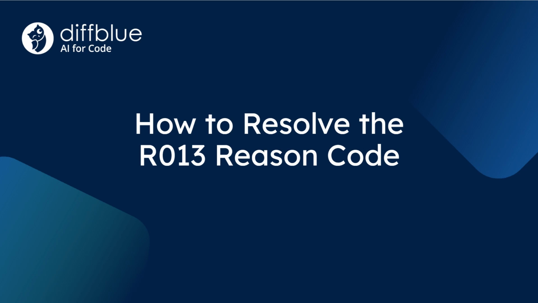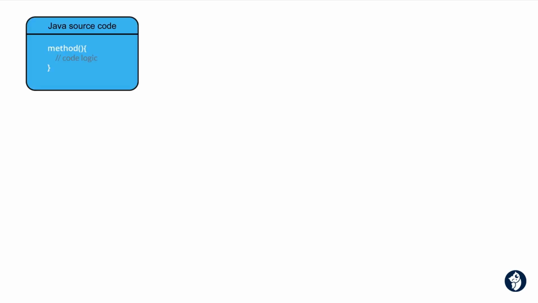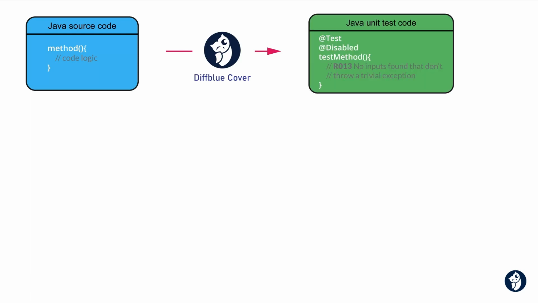Diffblue Cover is the autonomous AI-powered coding tool from Diffblue. It writes Java unit tests automatically without human interaction and without using any external resource. While running, Diffblue Cover may throw a number of R013 codes with the generic message "no inputs found that don't throw a trivial exception." This is neither an error on the Diffblue side nor a problem with the code being tested. It is simply an indication that the code cannot be tested without some refactoring work.